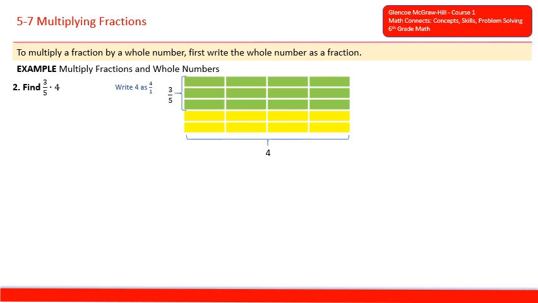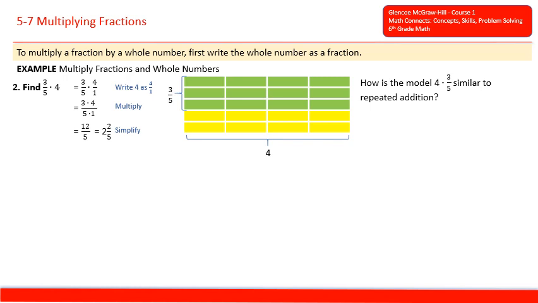And we would write 4 as 4/1, because 4 and 4/1 are the same value, and we need to have a fraction to multiply against the other fraction. Then we multiply 3 times 4 over 5 times 1, which is why we convert the whole number 4 into an improper fraction. Then we get 12/5, and if we simplify, we get 2 2/5, a mixed number.